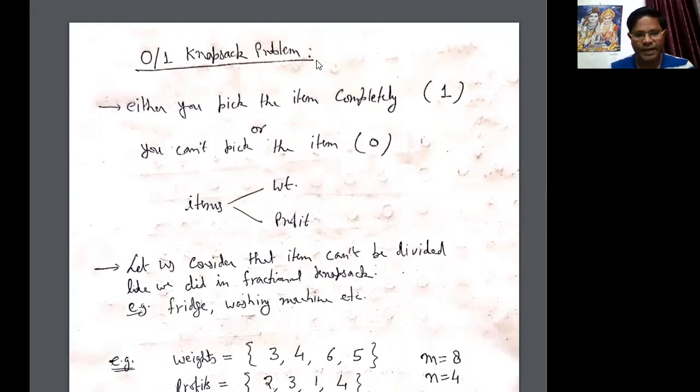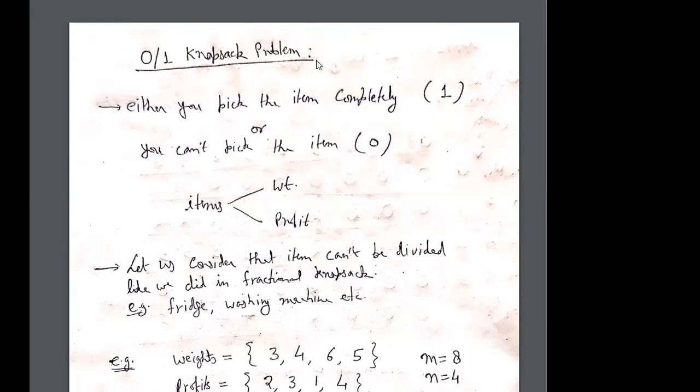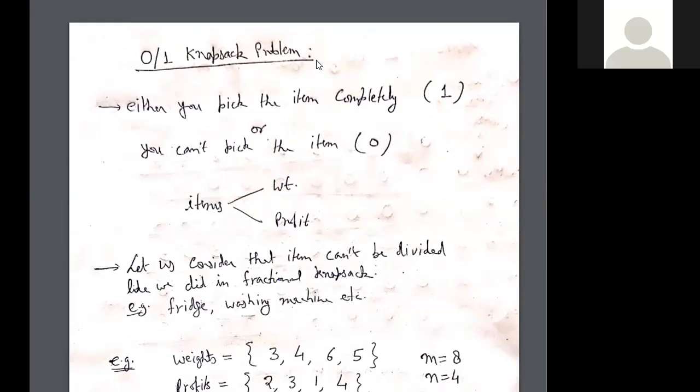So the 0-1 knapsack means either you pick the item completely, that is 1, or you don't pick the item, that is 0. So we have two options, either you completely pick the item or you don't pick it. It means a fraction of an item is not allowed to be picked. Here the list of items is given, the weights associated with each item are given, and the profit associated with each item is given.